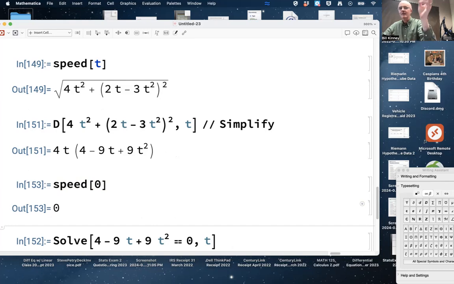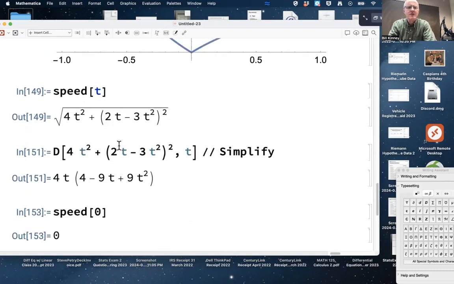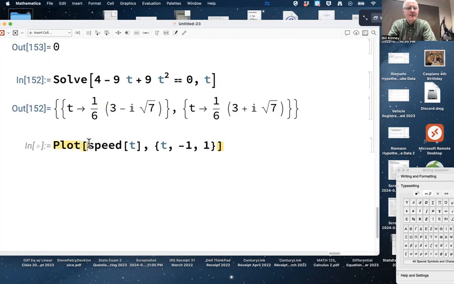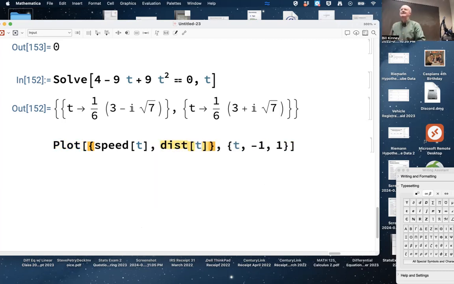Can you plot the distance traveled function too? Plot speed and distance. Sure, but it's a little slow. It's going to take a few seconds because it's doing, I don't know, hundreds of numerical integrations. That's why it's slow.